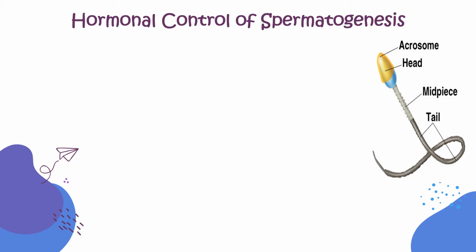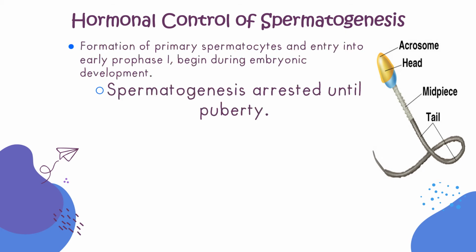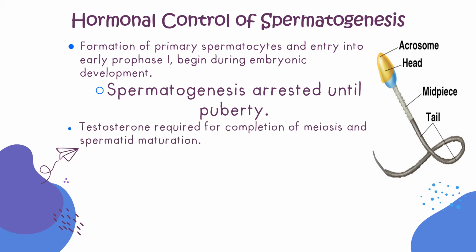Coming to the hormonal control of spermatogenesis: formation of primary spermatocytes and the entry into the early prophase happens in the beginning, during the embryonic development. So you can see the spermatogenesis is arrested until puberty. Only after the secretion of the testosterone is the spermatogenesis activated. Testosterone is required for the completion of meiosis and the spermatid maturation.